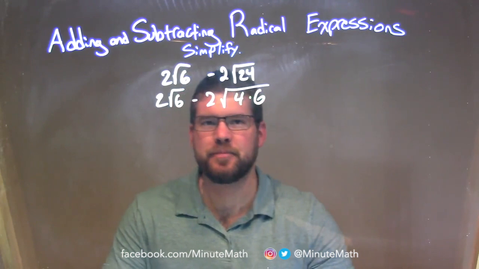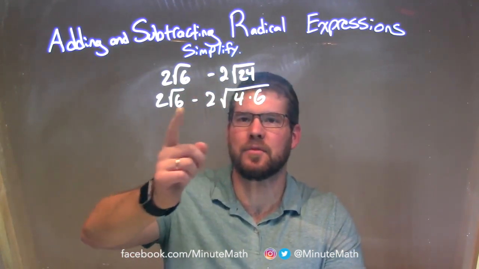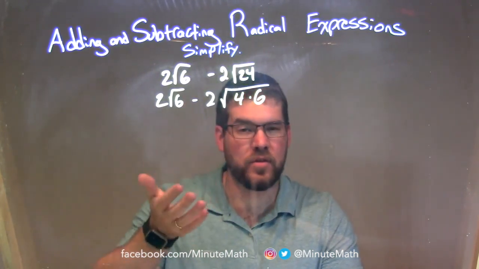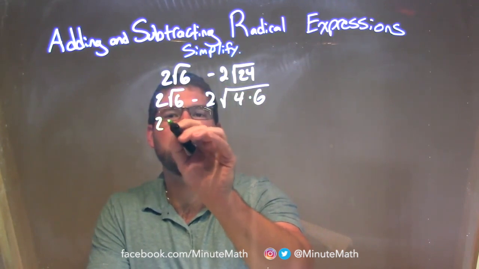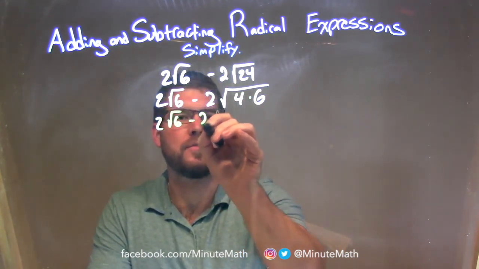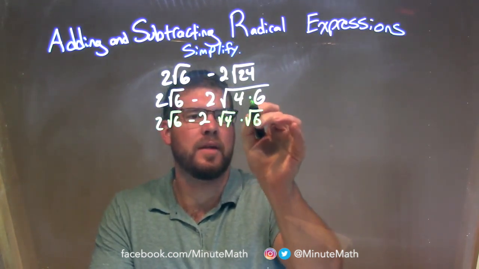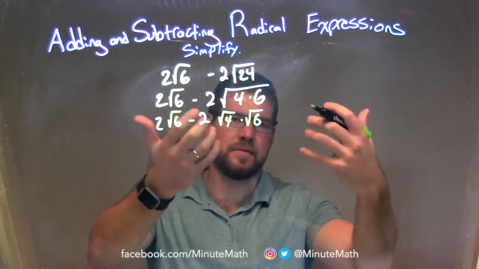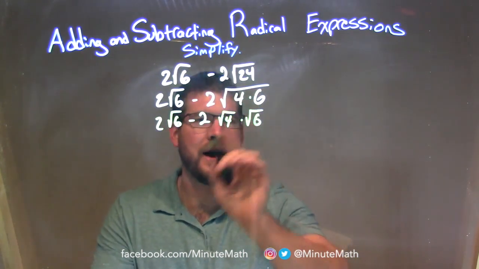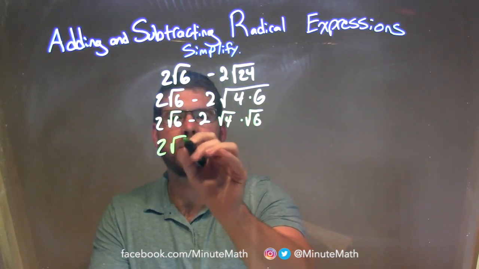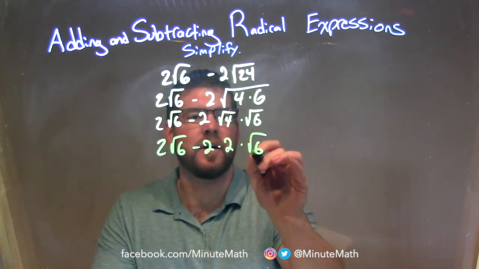The reason why I chose 4 times 6 is that I wanted to see if I can get the same square root of 6, because if they're the same, then we can combine them. Our rules of square roots and multiplication say I'm allowed to do this. 2 square root of 6 minus 2 times the square root of 4 times the square root of 6. If they're multiplied on the inside, they can be separated square roots like that. And what that allows me to do is simplify this. Well, square root of 4 I know is 2. So we have 2 times the square root of 6 minus 2 times 2 times the square root of 6.